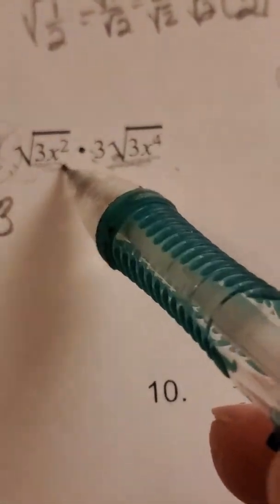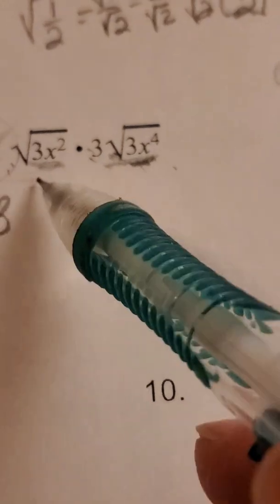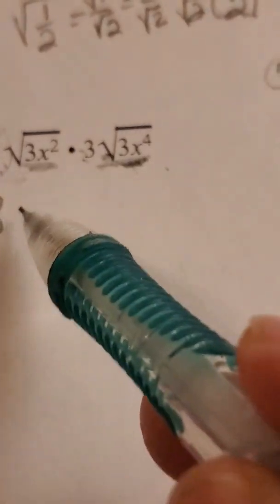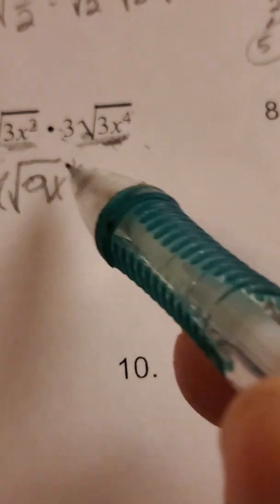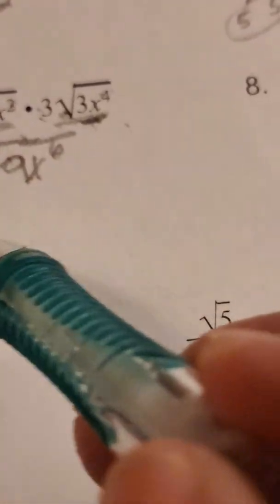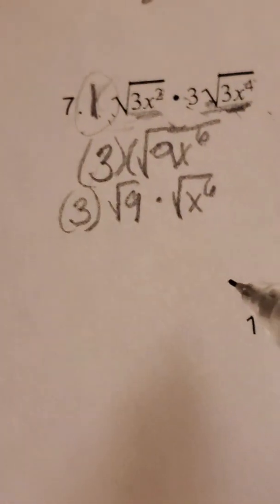And then you take what's under the radical and multiply them together. So 3 times 3 is square root of 9. And then x to the 2nd times x to the 4th is x to the 6th, because we add exponents. So, again, that can be rewritten as 3, there's our 3, and then the square root of 9 times the square root of x to the 6th. Okay? Oops, sorry. Like that.